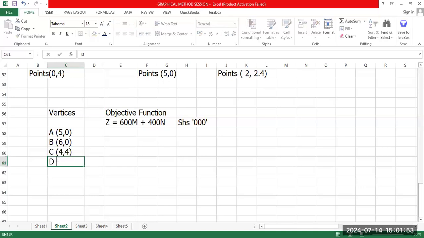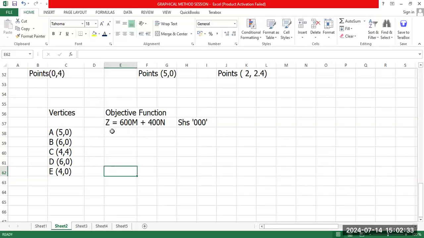Then D. 0, 6. No. You are reading wrongly. You start with the value on the horizontal axis, followed by the value on the vertical axis. So it is what and what? 6 and 0. Then E, it is what and what? 4 and 0. Perfect.